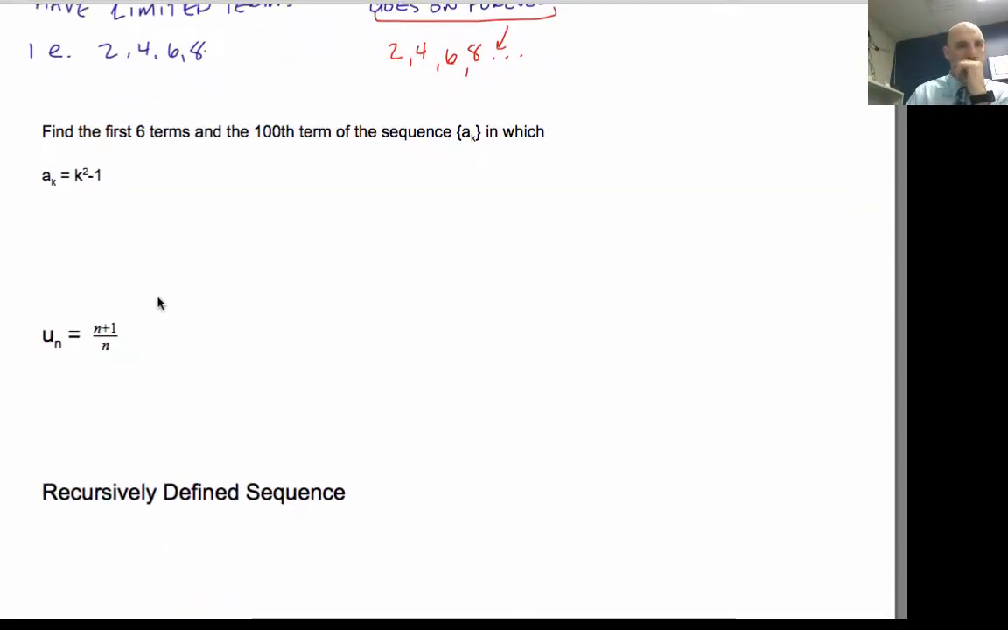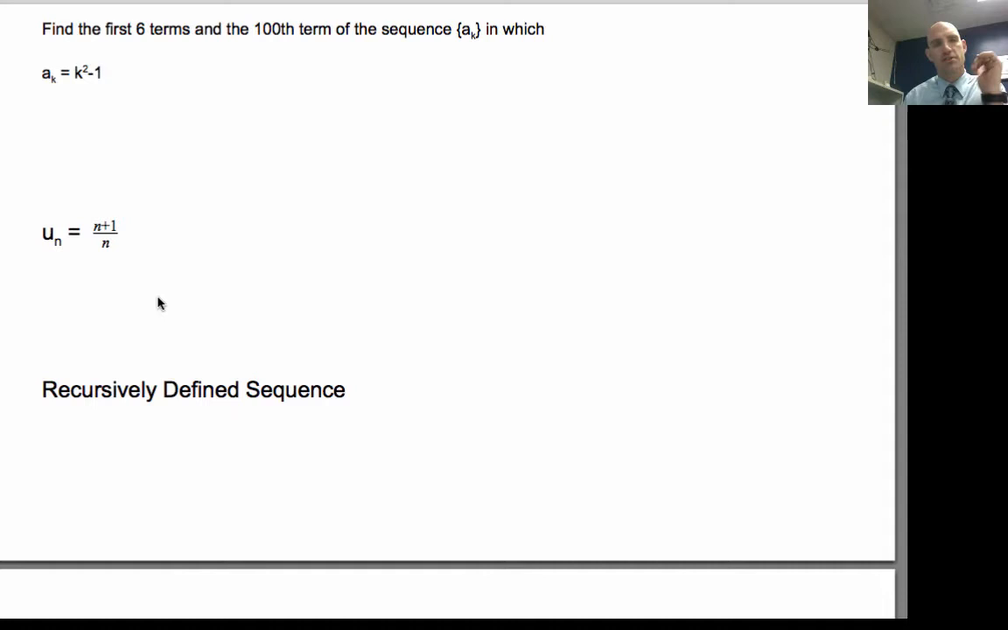Okay, here's a pretty common layout for this. Find the first 6 terms and the 100th term of the sequence a sub k, in which a sub k is equal to k squared minus 1. Well, what does that mean? A sub k is a sub term. So a sub 1 is the first term. And I want to find the first 6 and the 100th term. And so it's k squared minus 1.